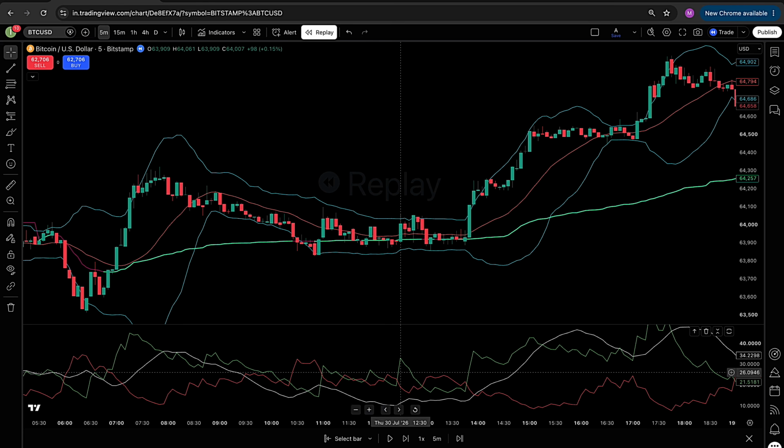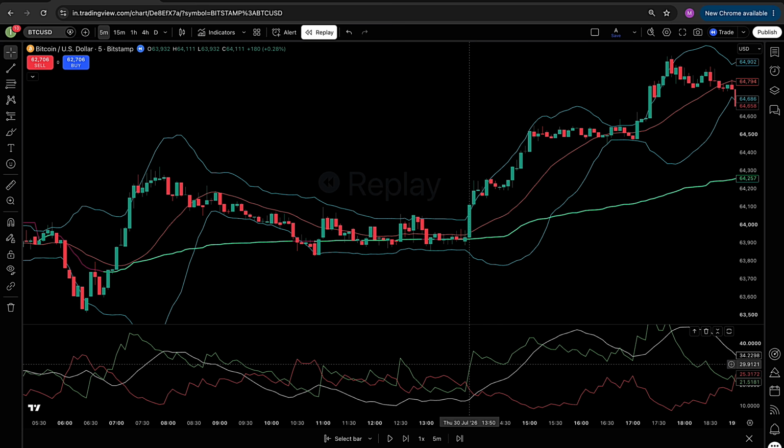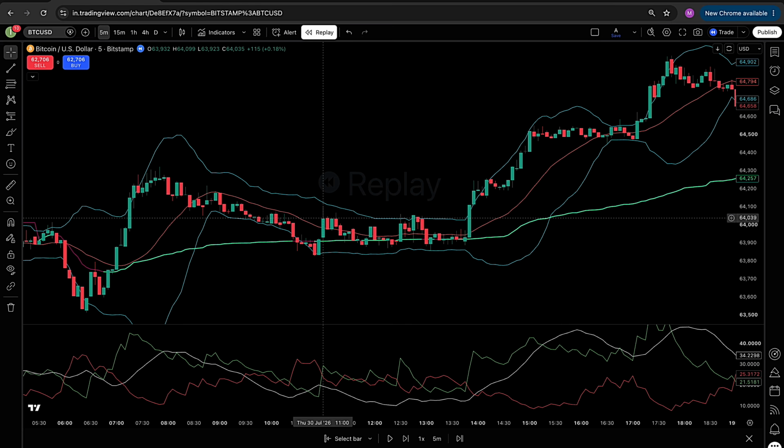Our second tool will be, here, we need to look at this green line. This is the DMI plus. It should be above. You can see it here. Here it's above, here too it's above, and here as well it's above.